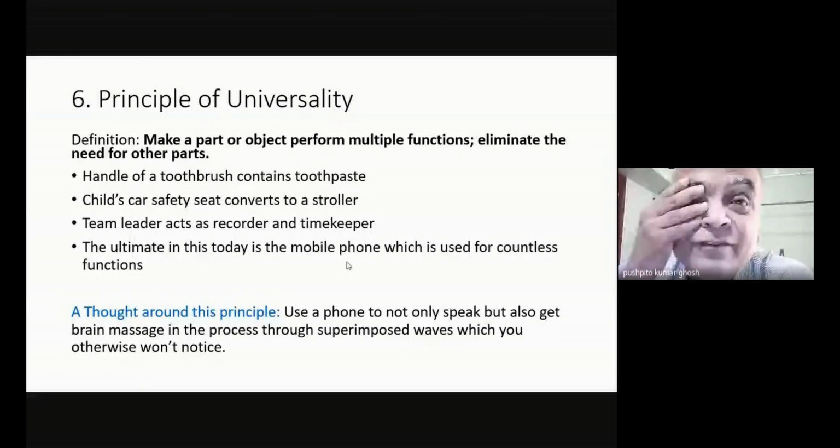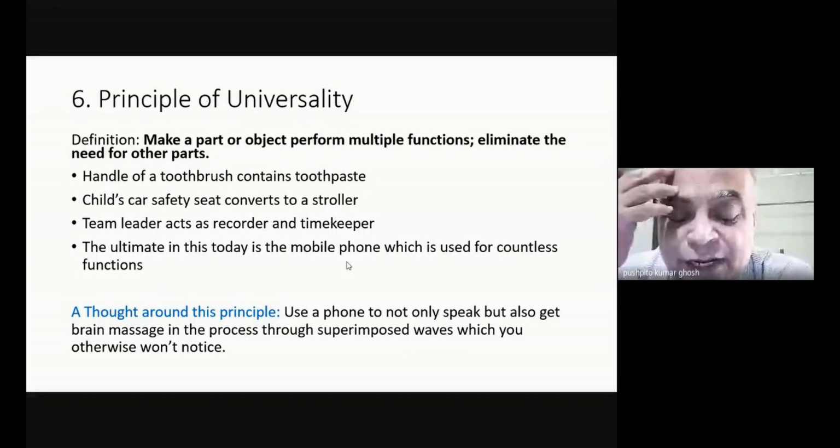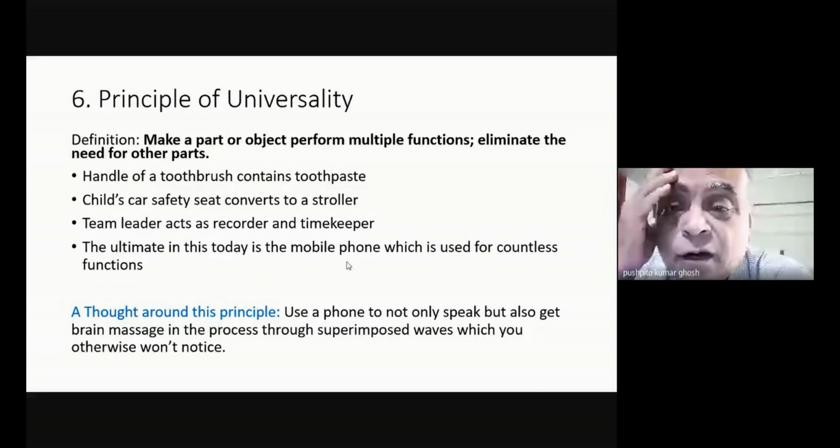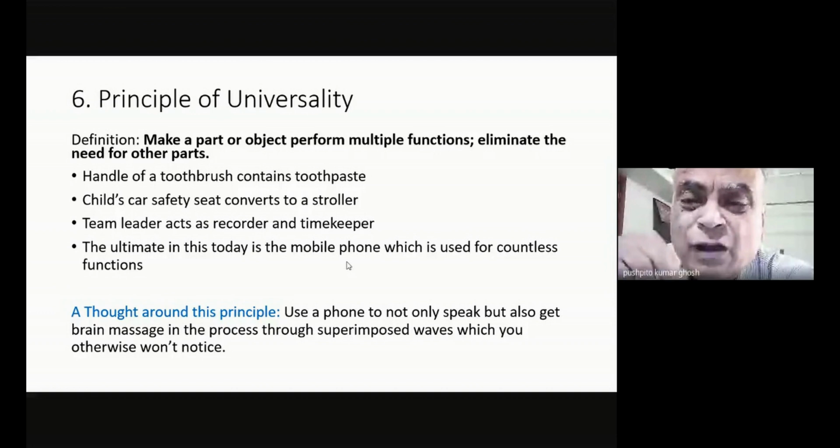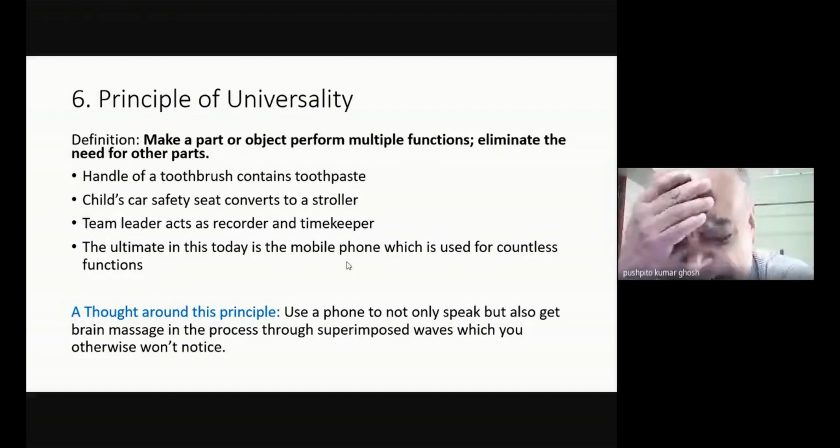I remember the first time I saw a mobile phone, it seemed such a great thing that you could make a call while on the go. But who would have imagined all the things that you can do? You can even make your mobile phone into a microscope today. I mean, there's no end to what you can do. Now you can record your blood pressure, your pulse rate, anything.